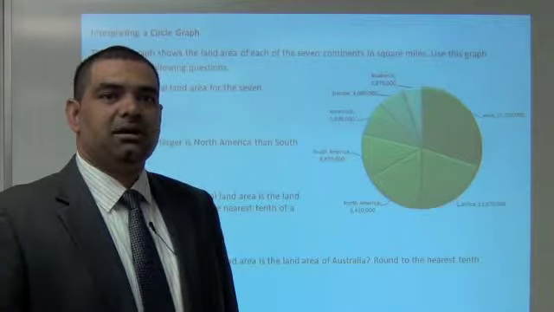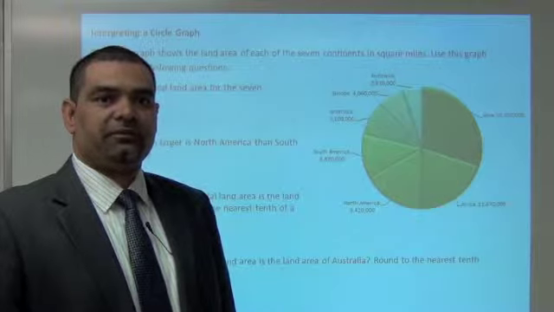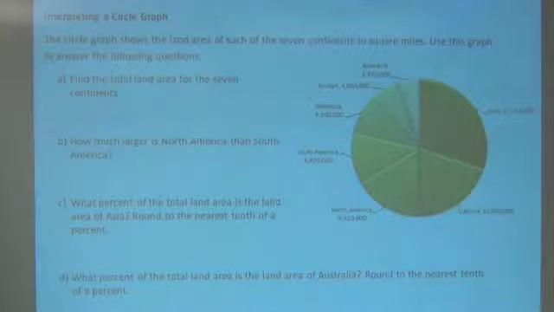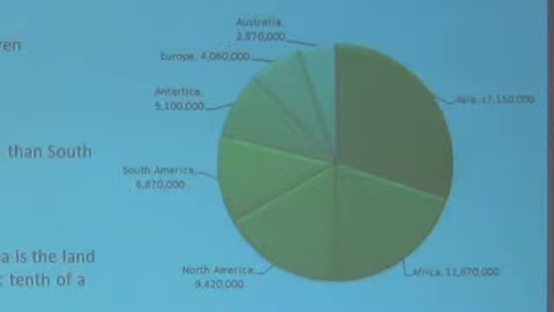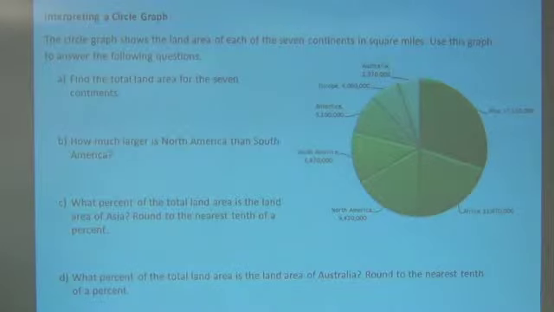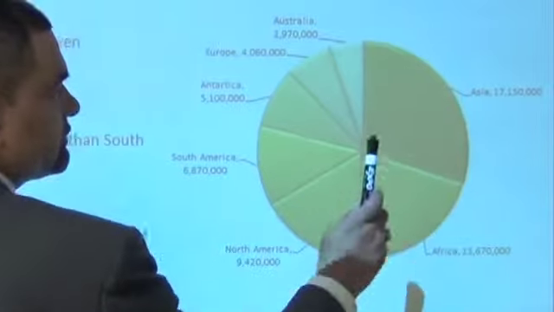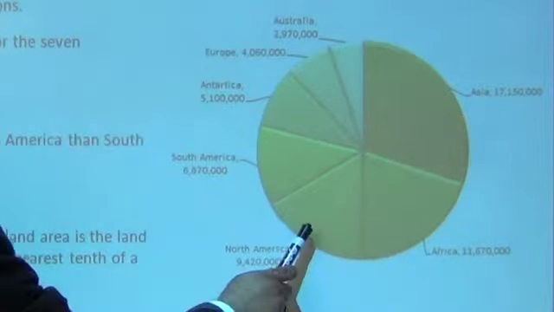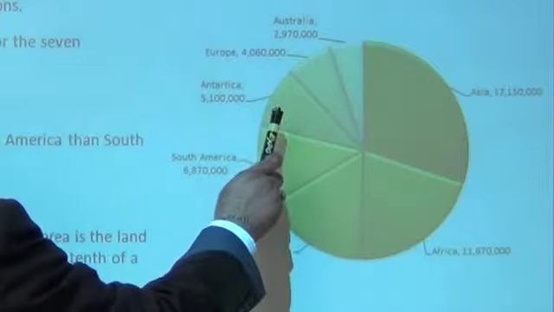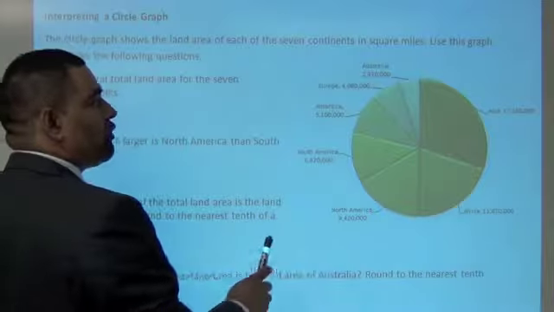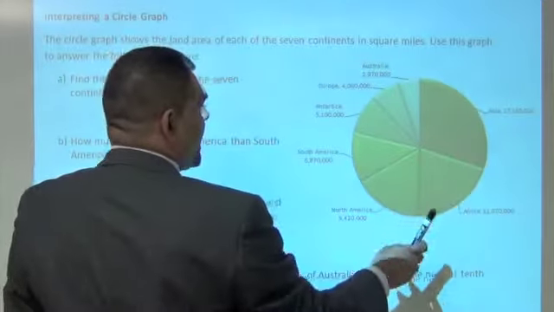Now, for today, I'm going to show you how to interpret a circle graph. First, let's look at this example. The circle graph shows the land of each of the 7 continents in square miles. Use this graph to answer the following questions. Before we start answering the questions, let's look at the graph. The 7 continents consist of Asia, Africa, North America, South America, Antarctica, Europe, and Australia. And each of them has its own land mass.